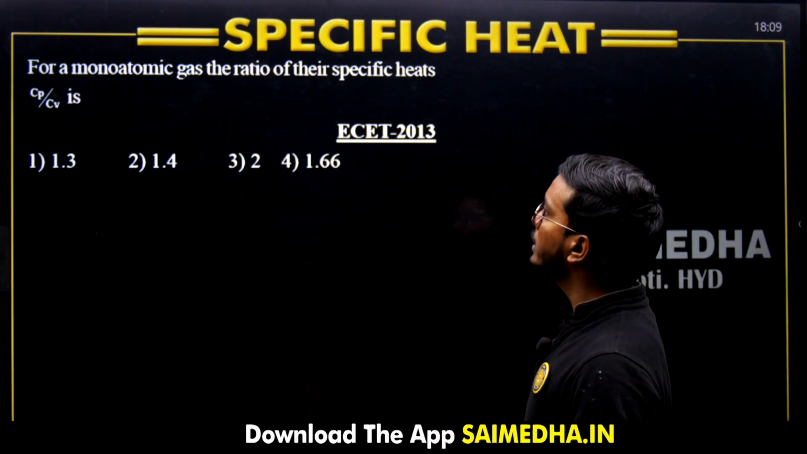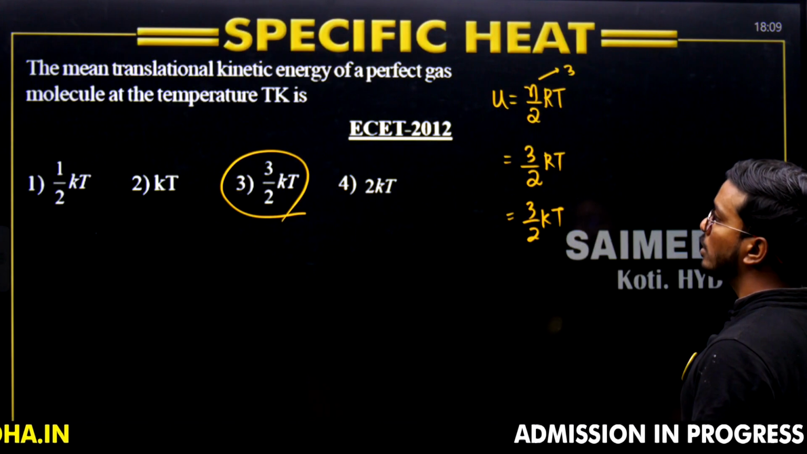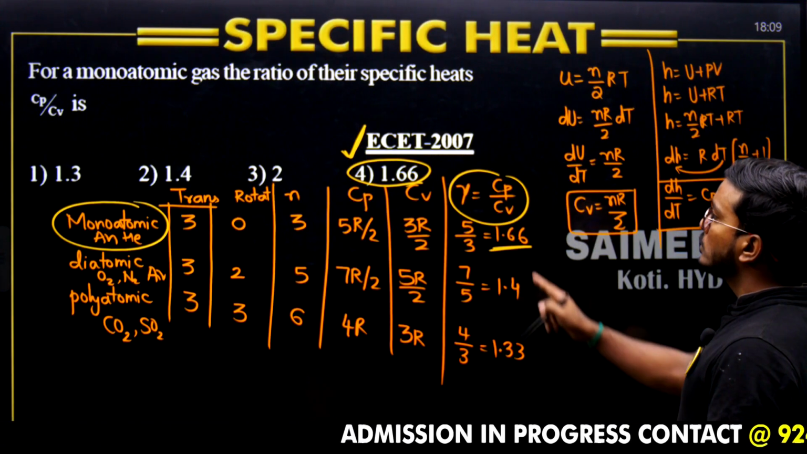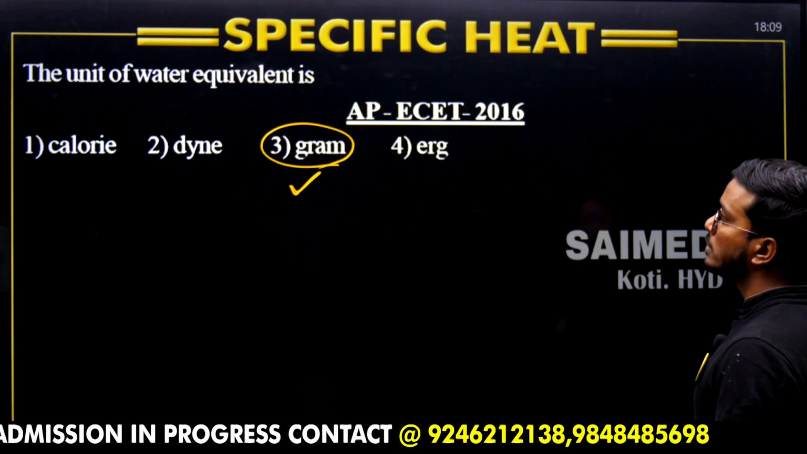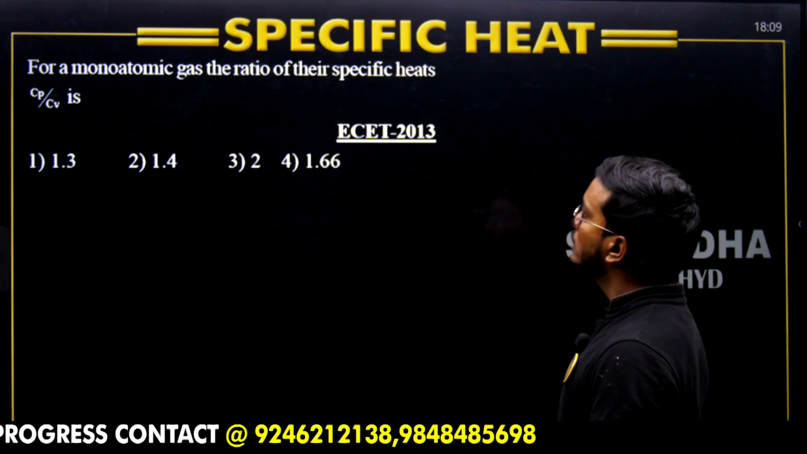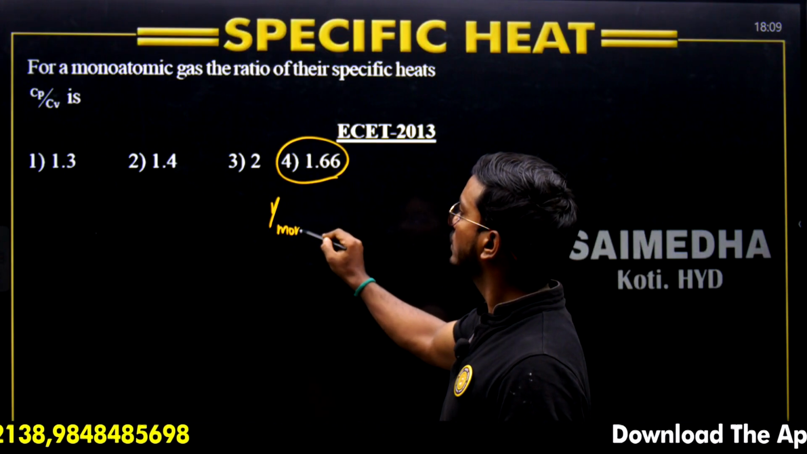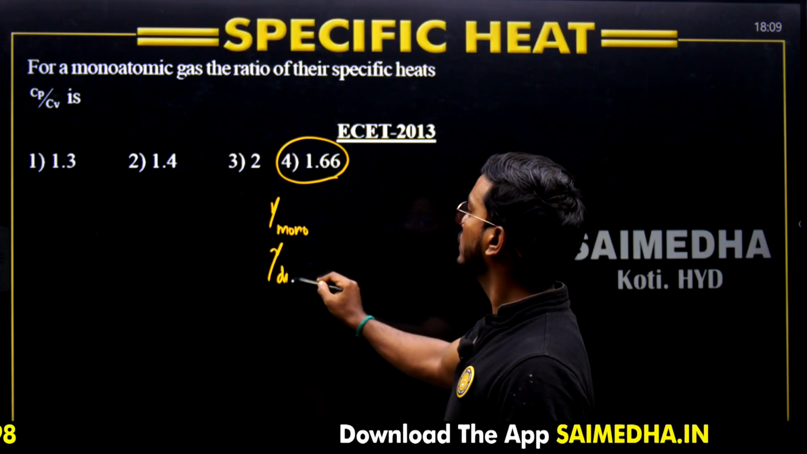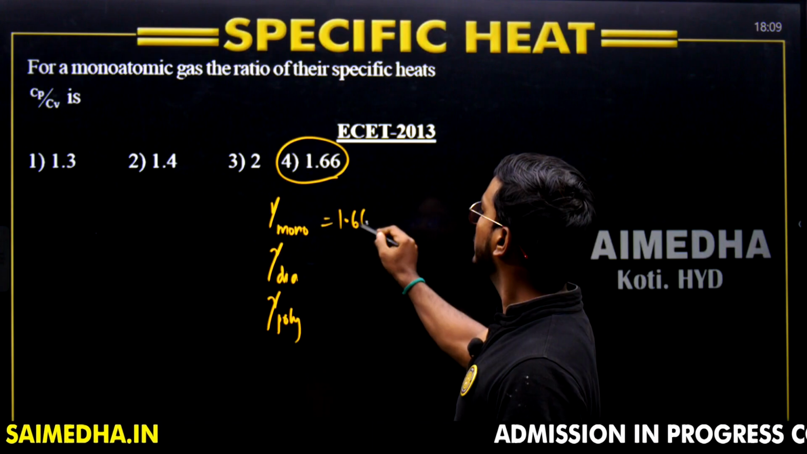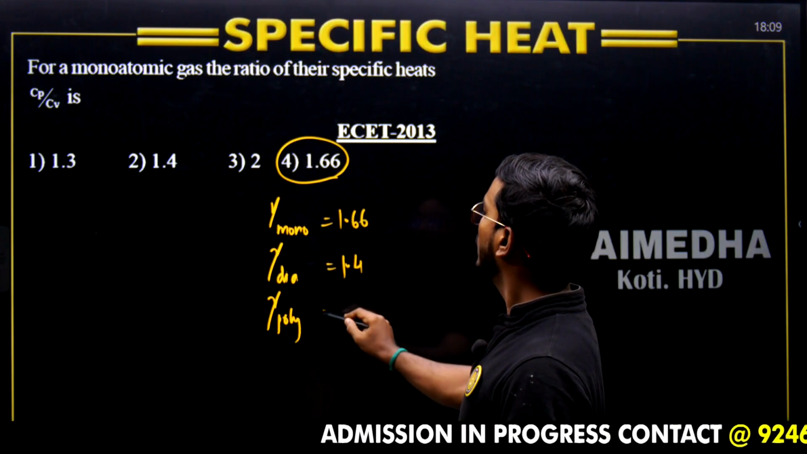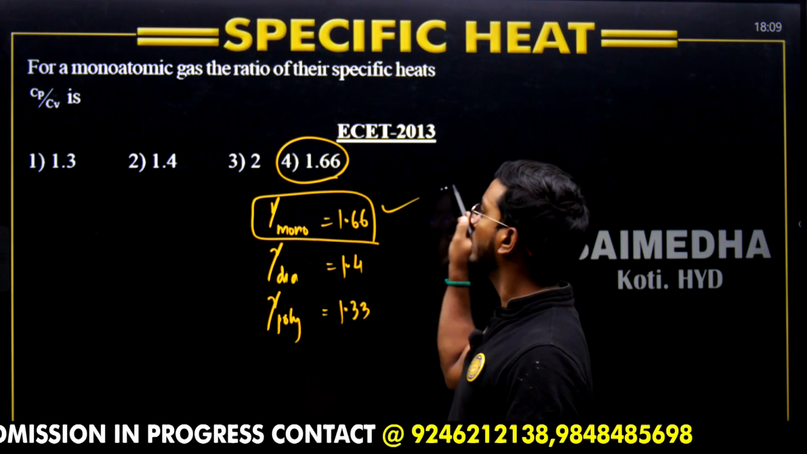For a monoatomic gas, ratio of specific heats. I told you this is a repeatedly asked question, 2007 and 2013. For a monoatomic gas, the Cp by Cv ratio is 1.66. So what is the correct answer? 1.66. Gamma for monoatomic, gamma for diatomic, gamma for polyatomic. For monoatomic 1.66, for diatomic 1.4, for polyatomic 1.33. So what is the correct answer now? Monoatomic, 1.66.